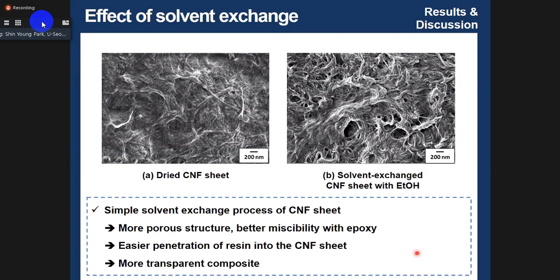These are the SEM images of the surface of the dried CNF sheet and the solvent exchange CNF sheet. We can see that compared to the dried CNF sheet, the solvent exchange sheet had a more porous structure. Also, it seemed that ethanol made CNF more miscible with epoxy resin. Thus, epoxy could penetrate into the solvent exchange CNF sheet more easily, and it resulted in the production of a more transparent composite. So we could conclude that solvent exchange of the CNF sheet helps to prepare a more transparent composite.